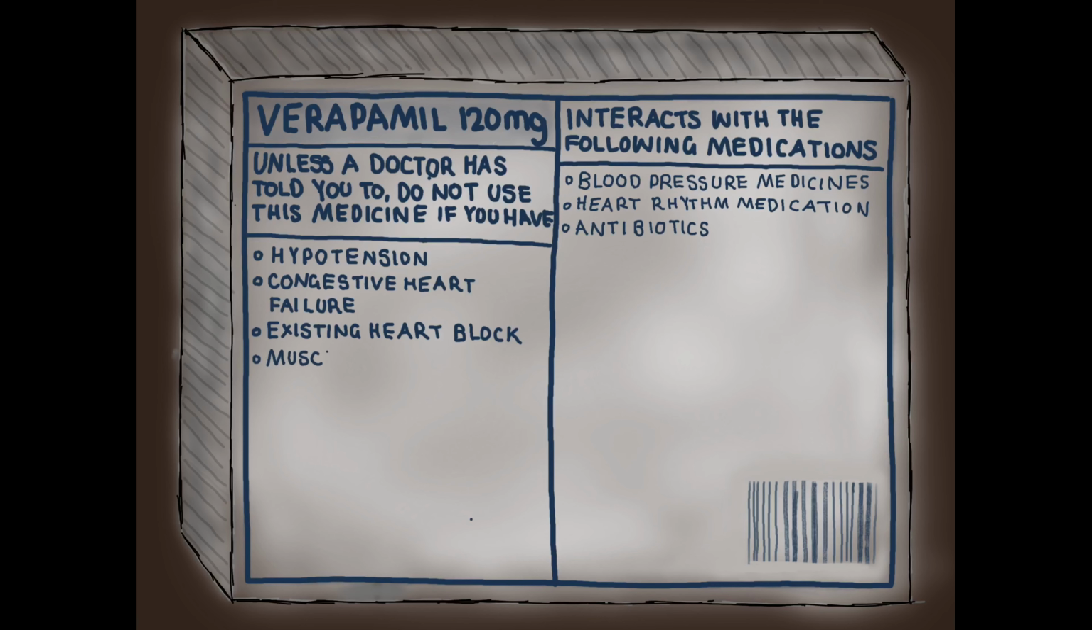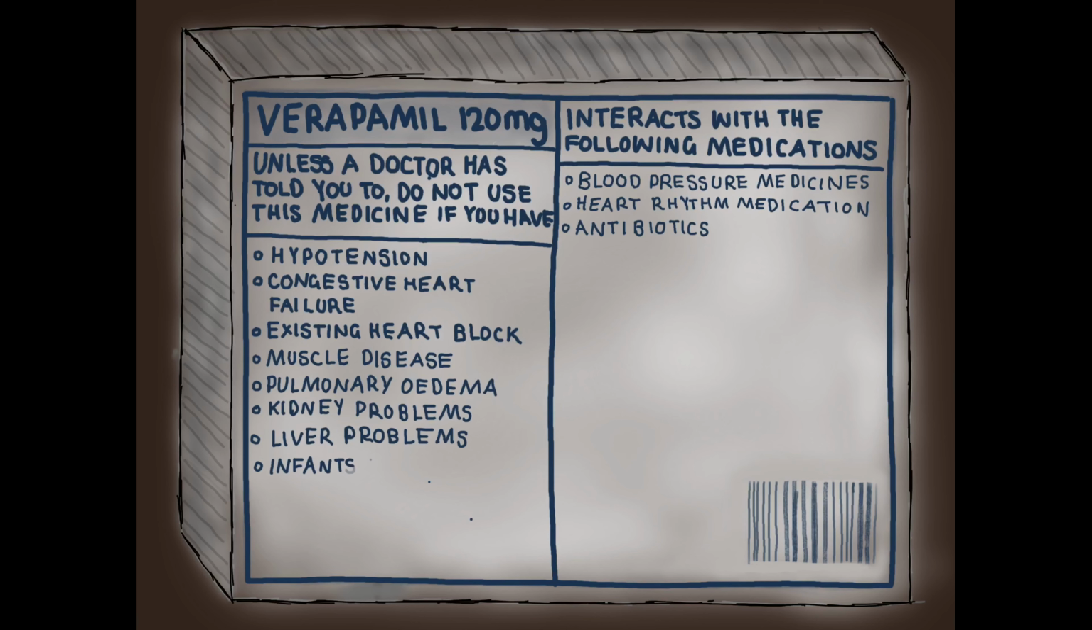Verapamil is also unsafe for patients with muscle disease, pulmonary edema, kidney or liver problems, and for infants under 1 year of age, as these factors change how the drug is processed in the body. If none of these factors apply to you, verapamil is safe to take.